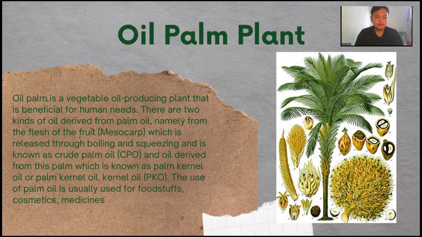Palm is a vegetable oil producing plant that is beneficial for human needs. There are two kinds of oil derived from palm, namely oil from the flesh of the fruit, which is released through boiling and squeezing and is known as crude palm oil or CPO, and oil derived from the palm kernel, which is known as palm kernel oil or PKO. Palm oil is usually used for foodstuff, cosmetics, and medicine.